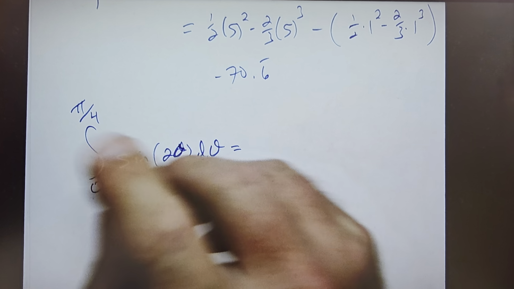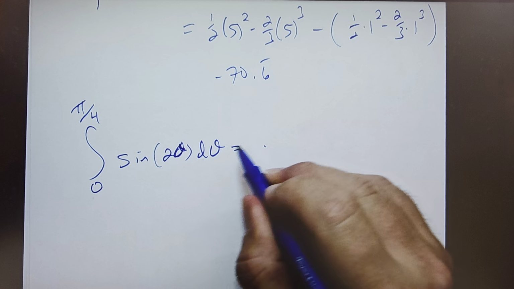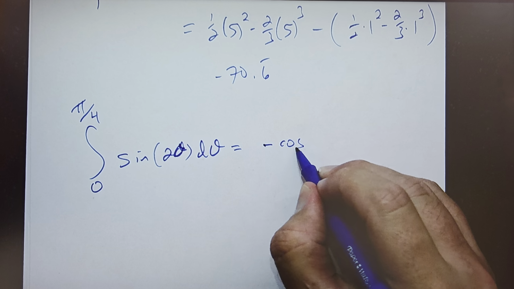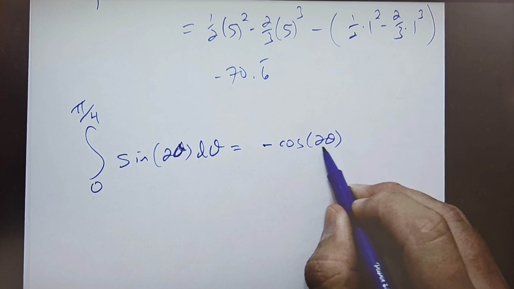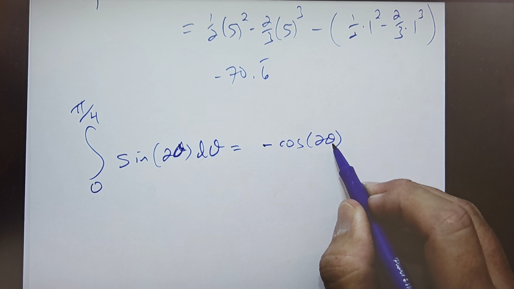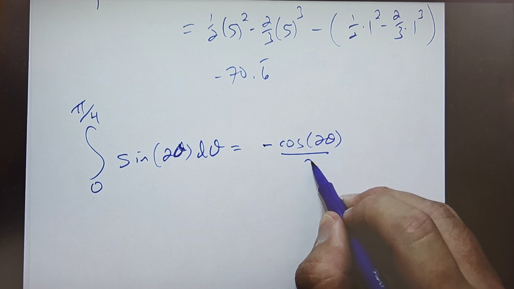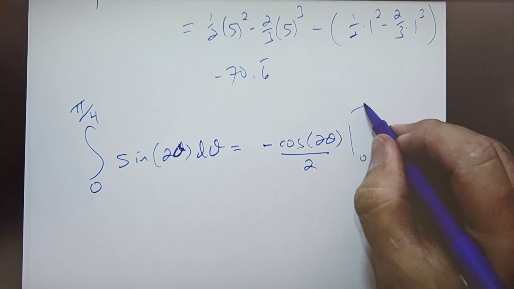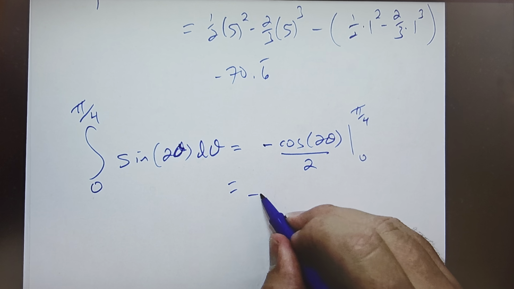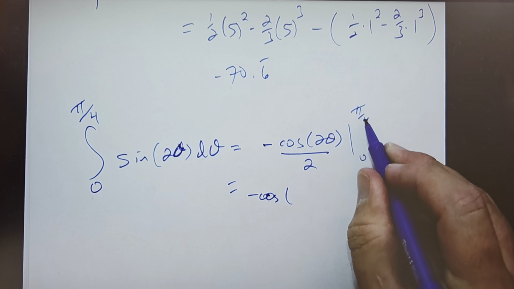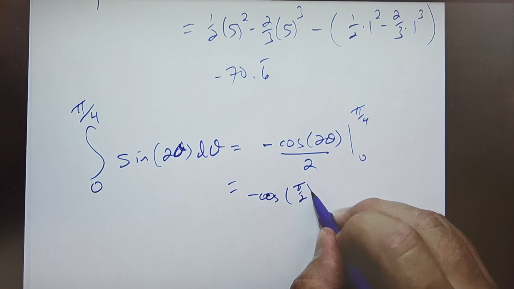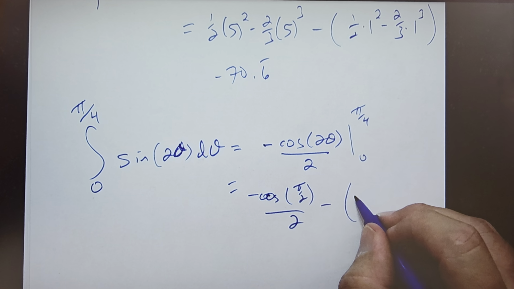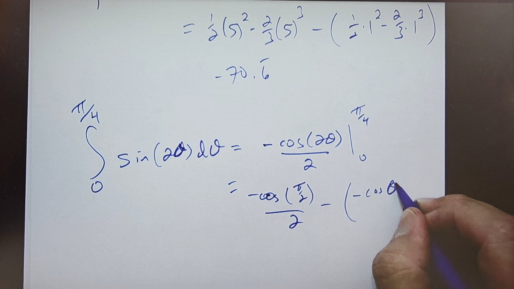Let me do this one step at a time. You're exactly right. Sine comes from negative cosine, yes? But the inside is 2 theta, so I have to divide by 2, yes? And I have to evaluate between 0 and pi over 4. So you get negative 1/2 cosine of twice pi over 4, which is pi over 2, minus negative 1/2 cosine of twice 0, which is 0.